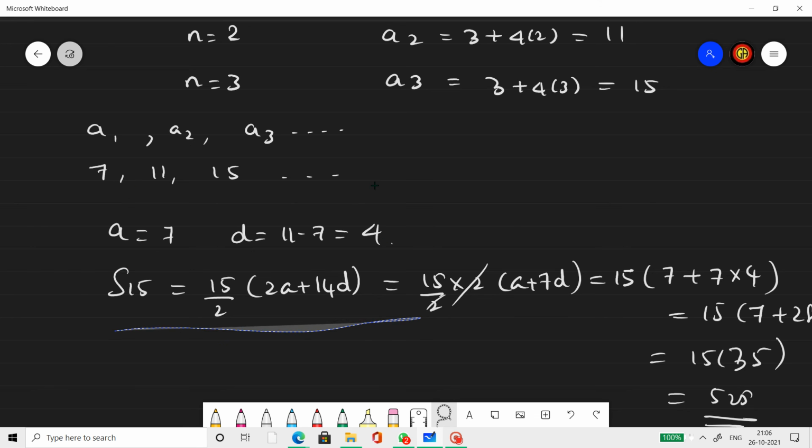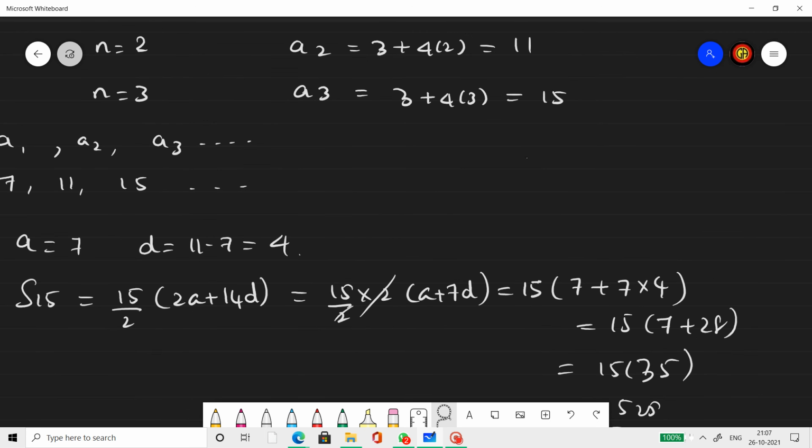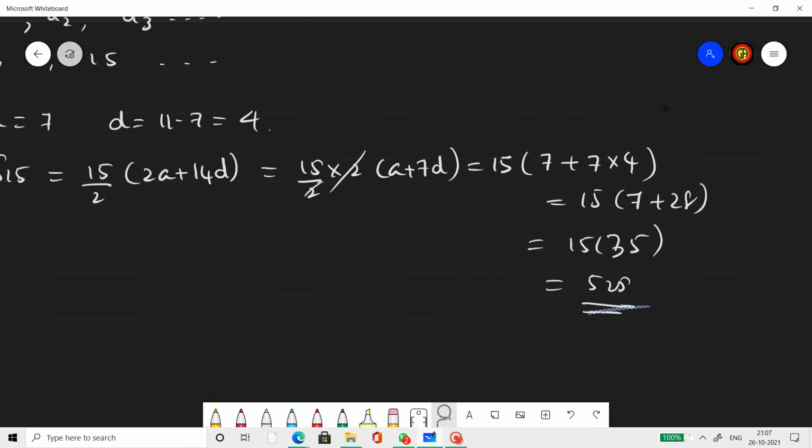So then we head into S15. S15 is 15 by 2, 2a plus 14d. I can take 2 common out and cancel with this 2. Remaining is a plus 7d. Now let me apply the a and d values: 7 plus 7 into 4, so 28 plus 7, 35. 35 into 15 is 525. So this way we found the sum of the first 15 terms.